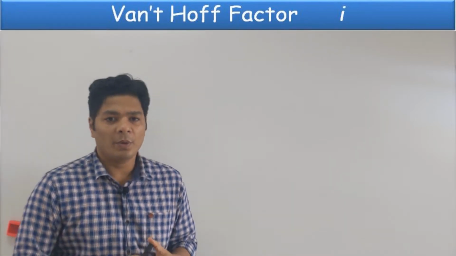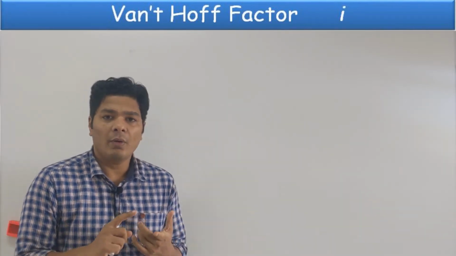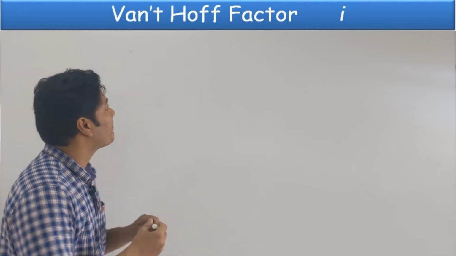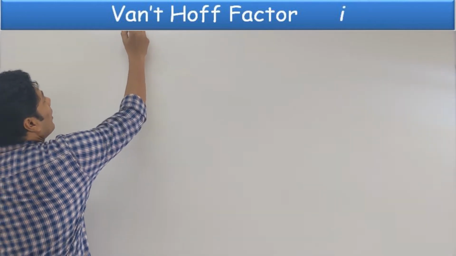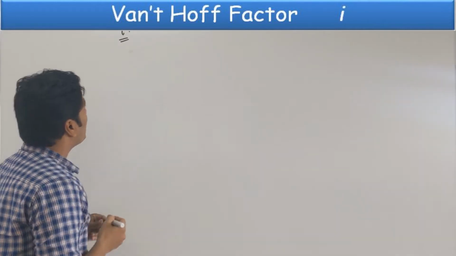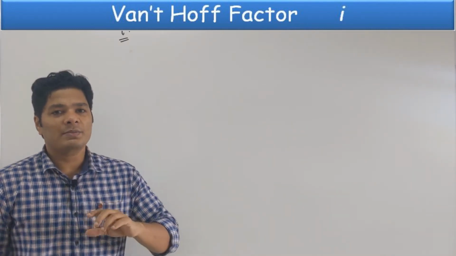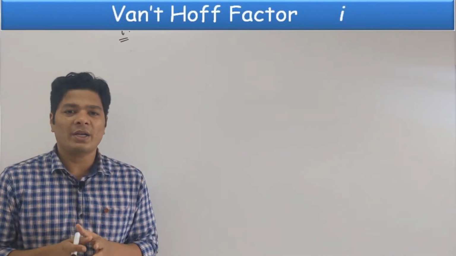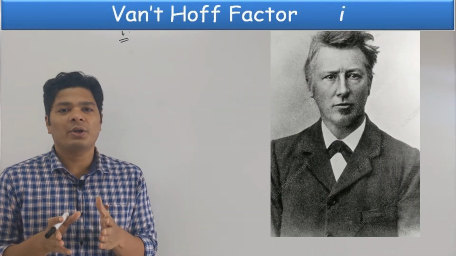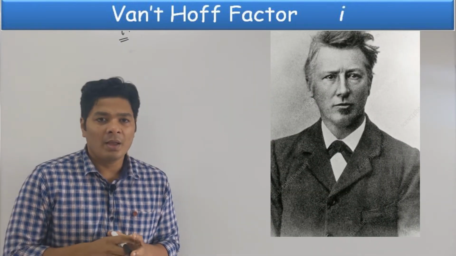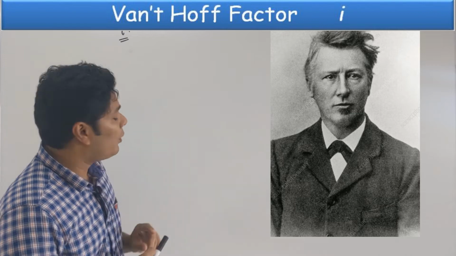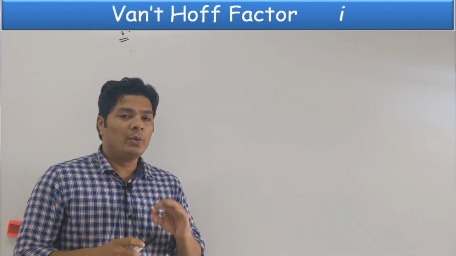Almost all the colligative properties have the Van 't Hoff factor, i, in them. It's an extremely important one to calculate because sometimes the question is just based on the Van 't Hoff factor. He was the first recipient of the Nobel Prize in Chemistry. Now, when you want to calculate the Van 't Hoff factor, it's very simple.